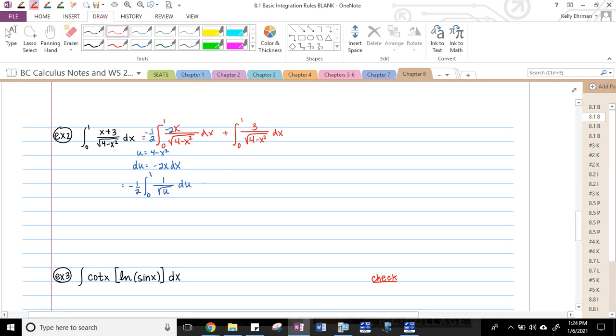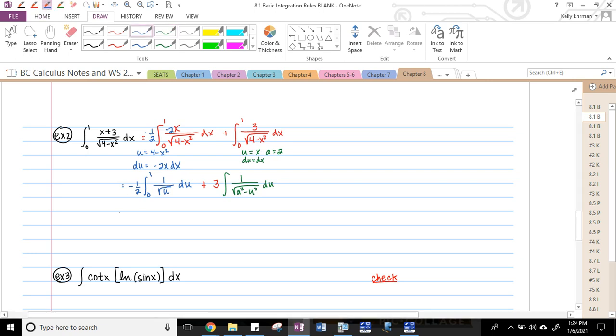And then what about over here? Plus, I'm going to pull the 3 out in front. Now this is arcsine because u is x and a is 2. And du is dx, and there's no extra x up here to worry about. So that is going to be plus 3 times the integral of 1 over the square root of a squared minus u squared du.